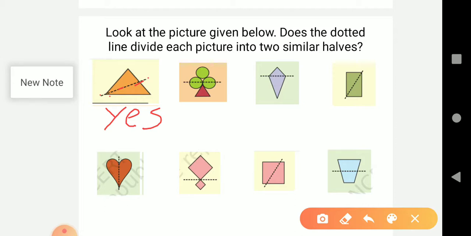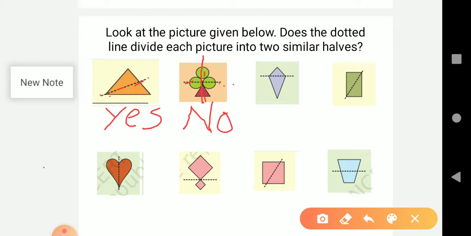Understood? Then the second picture, is this two equal halves? Tell me, we already learned in the previous video. Is this two equal halves? Very good. No, because it is not divided into two equal halves. See, if the picture looks like this, then it is two equal halves, but here the dotted line is not given properly, that's why no for it.